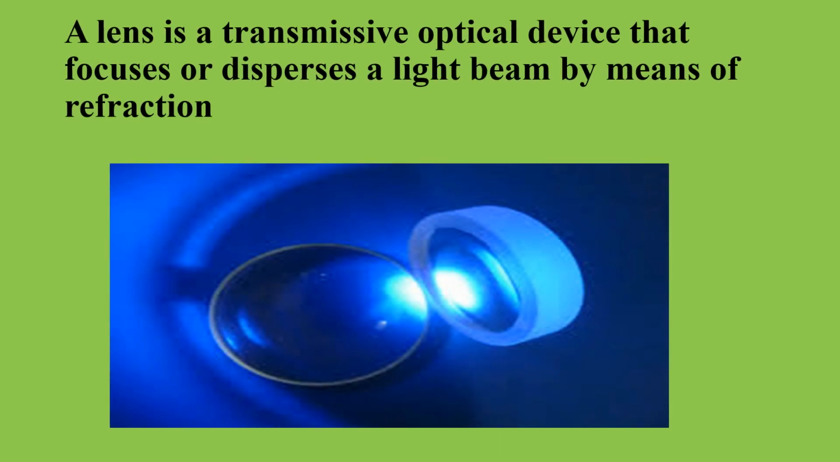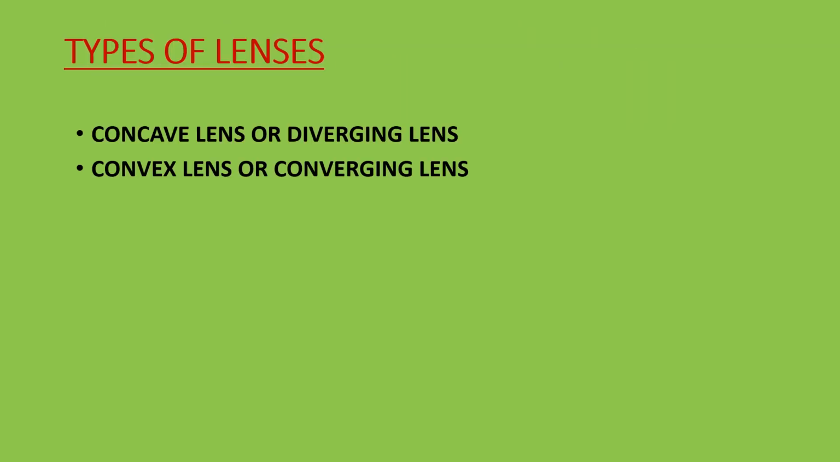A lens is a transmissive optical device that focuses or diverges a light beam by means of refraction. In general terms, we can say that a lens is a transparent optical device that uses the phenomenon of refraction. Now, what is refraction? Refraction is the bending of a light ray as the ray moves from one transparent medium to another. There are many types of lenses available in the market, but we will be focusing on two types of lenses.